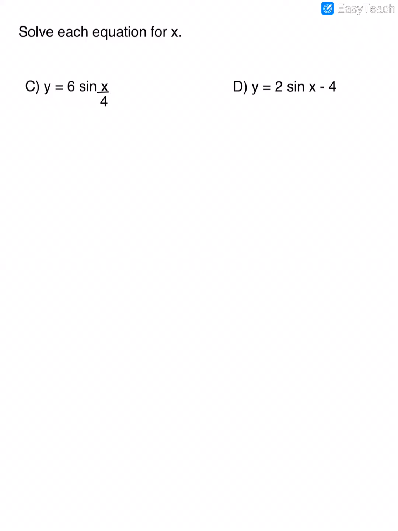We're still solving each equation for x. Here in C, the first thing we need to do is get rid of that 6 in front of the sine. So I'm going to divide both sides of the equation by 6. Now I have y over 6 is equal to sine of x over 4. The next step is to get rid of the sine, and we do that by taking the sine inverse of both sides of the equation.